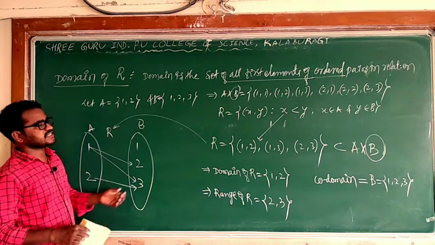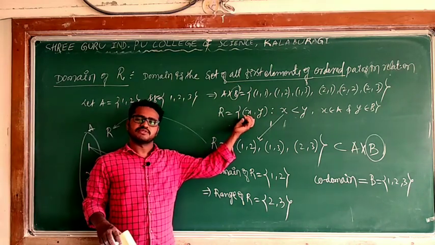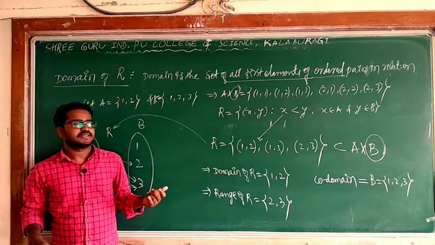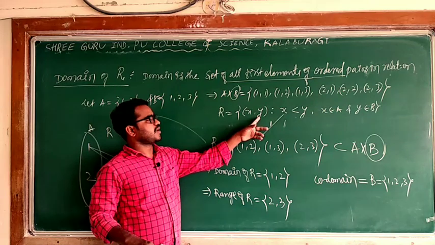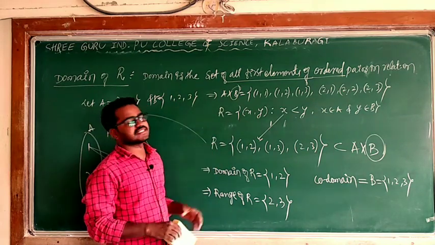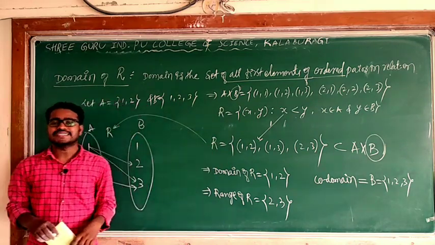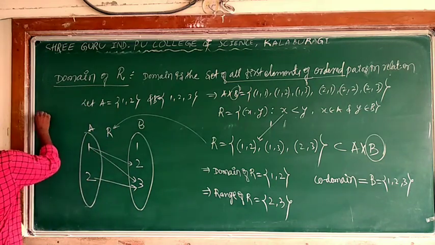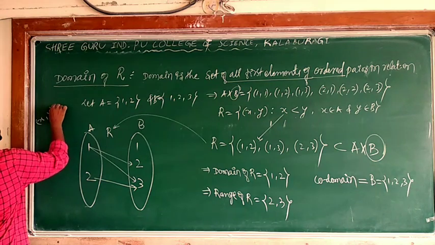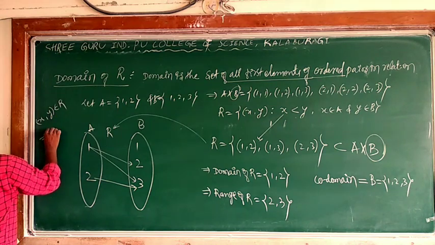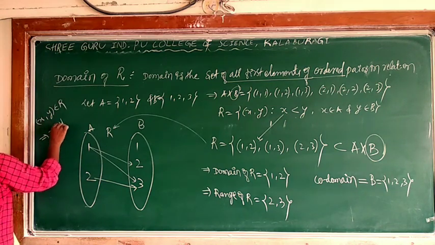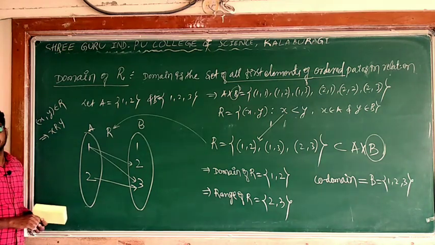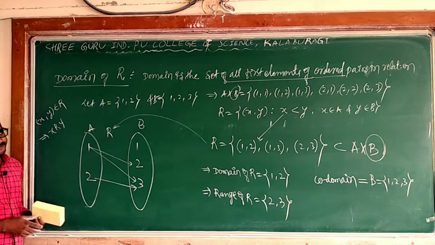So whenever we are saying x comma y, we will say that y is the image of x, or we can say x comma y belongs to R, meaning x and y are related to each other. Whenever we say x comma y belongs to R, it implies that x is related to y. Is it clear?